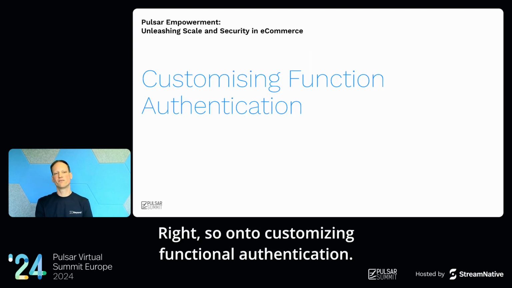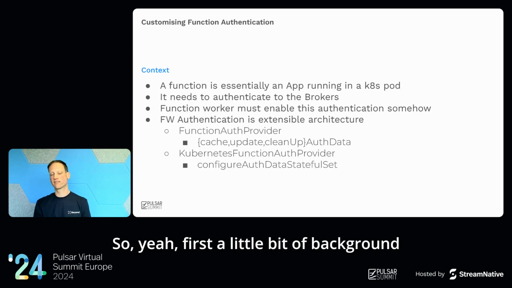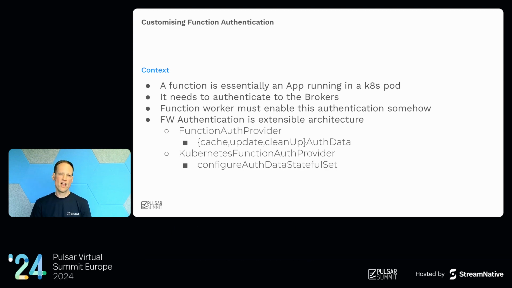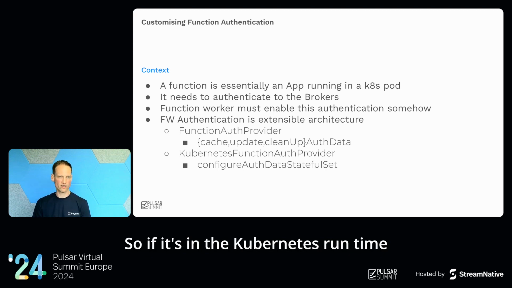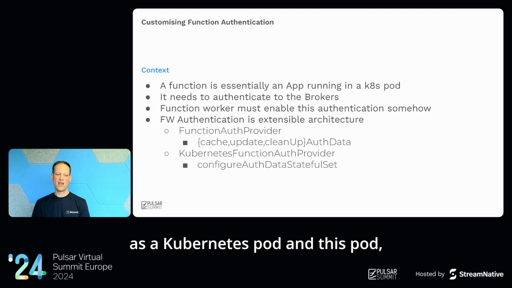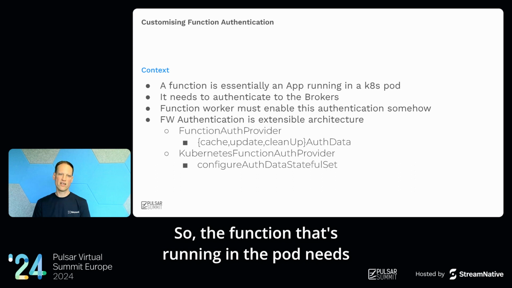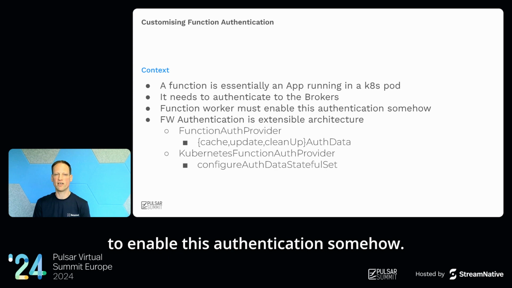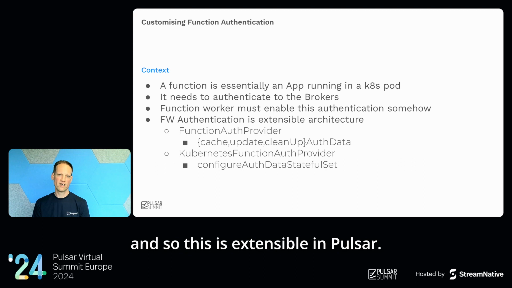So on to customizing function authentication. First a little bit of background about why this is necessary and why it was necessary to customize it for us at Beyond. So a function is essentially just an application running. So if it's in the Kubernetes runtime as a Kubernetes pod, the function that's running in the pod needs to authenticate with the brokers, and so the function worker needs to enable this authentication somehow, and how this is done is with the FunctionAuthProvider, and this is extensible in Pulsar.